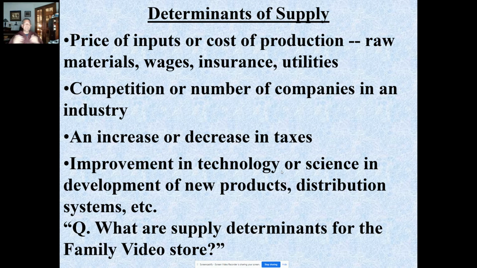And then lastly, we have technology. Usually this only demonstrates a rightward shift. Usually there's a technological advancement that allows companies to produce goods or services cheaper. And so if their cost goes down, they'll make more of it at any price. Yeah. So be able to go through those. Remember the 4 determinants of supply: inputs, competition, taxes, technology, and think about which causes a leftward or a rightward shift in each of those.